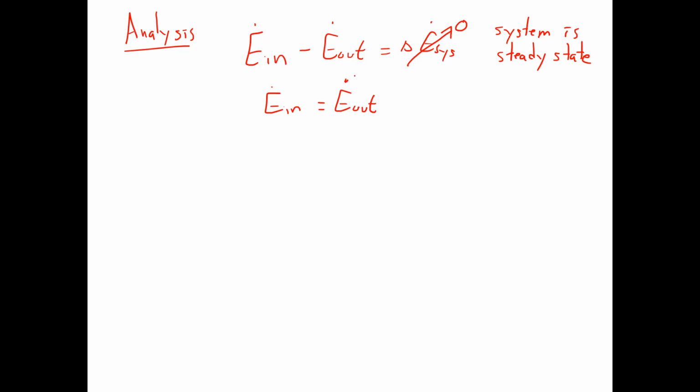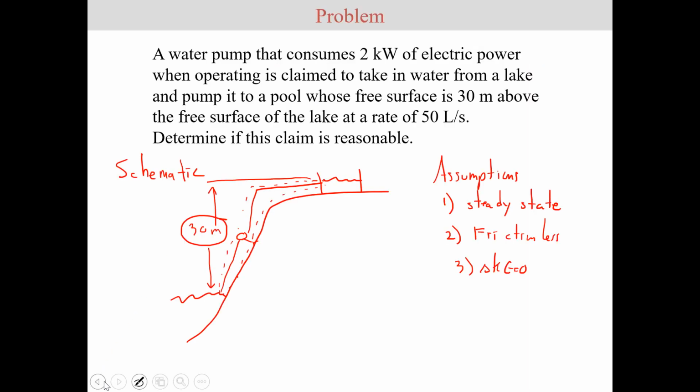Great. So I just made my first step. Now, with that, I need to say, okay, what are my E in terms and what are my E out terms, right? Now, we talked earlier that energy is transferred in 3 forms, only and always: heat, mass, and work. Energy is transferred by heat, mass, and work only. So let's look for those 3 mechanisms.